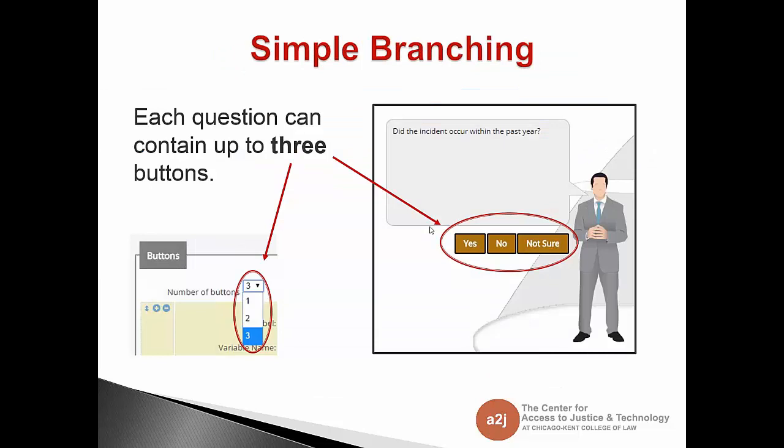Each question can contain up to three buttons. So on the left, you see the editor view. It's a drop-down menu, which you can click and select up to three buttons. On the preview on the right side, you'll see that the end user has three options before them, three buttons that they can select from: yes, no, or not sure.